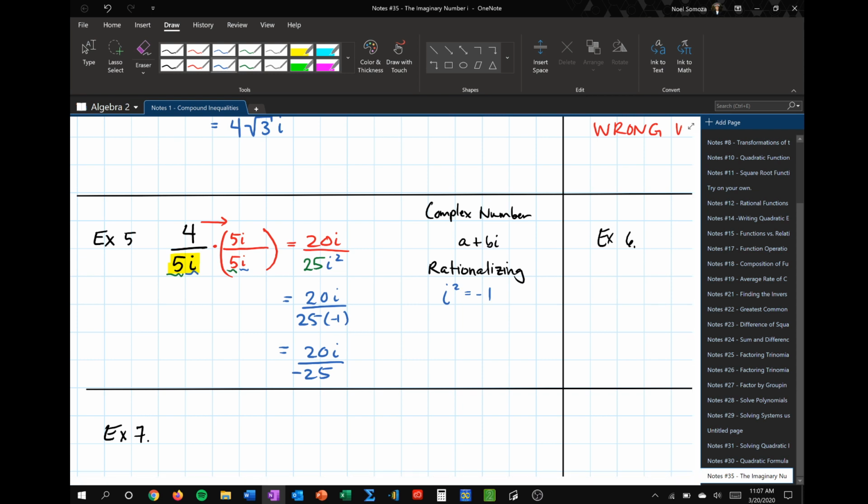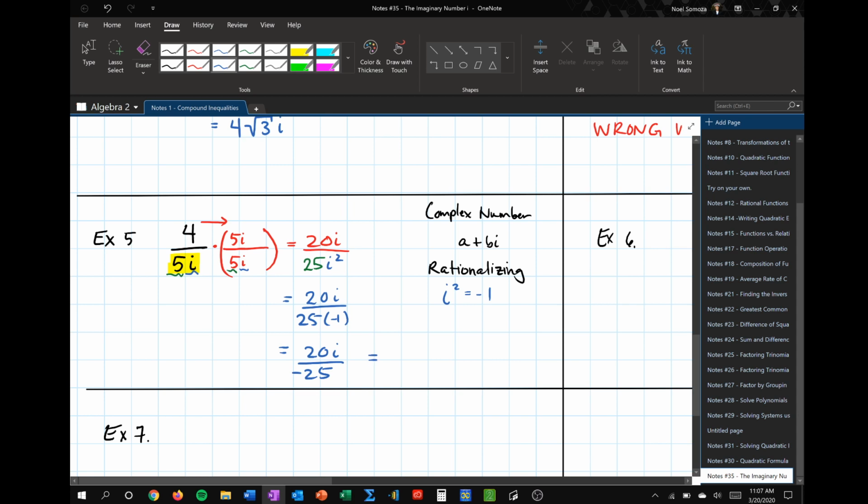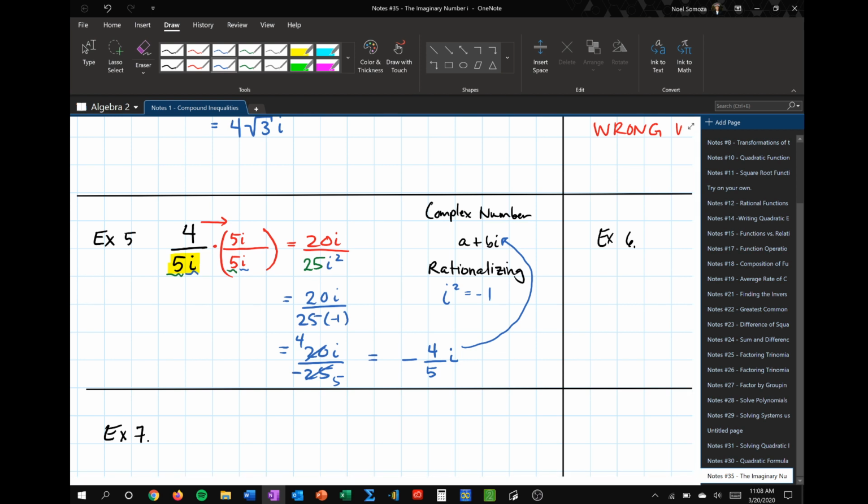Okay, so from there, the only other step is I can still simplify 20 and 25. Pretend like the i isn't there. 20 over 25, you can divide both numbers by 5. If you divide the top by 5, you're left with 4. You divide the bottom by 5, you're left with 5. So really, your final answer is negative 4i over 5, with an i in the numerator, which then leaves it in a form that is okay to be considered a complex number. So there's our answer.